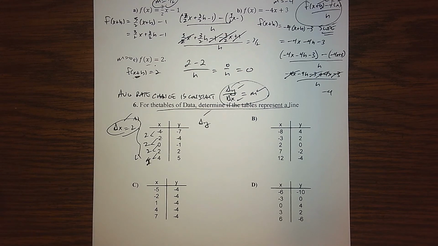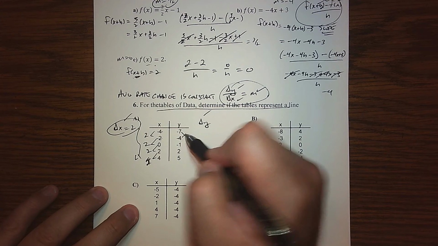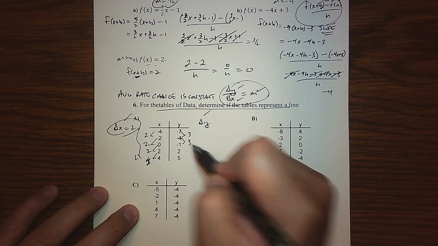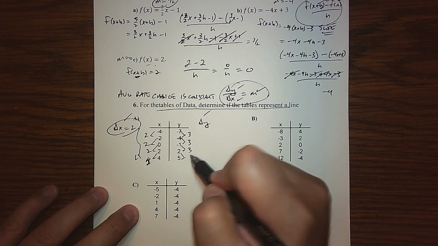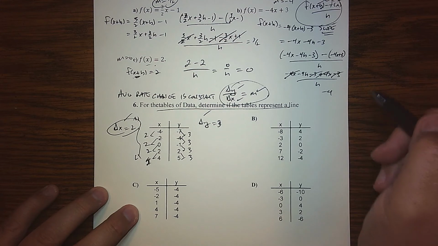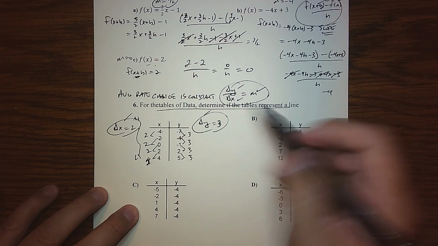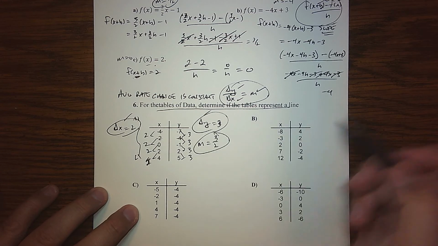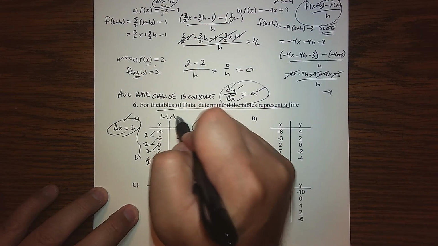So far, so good. Change in y, well, when we go from -7 to -4, that's a +3, another +3, another +3, and another +3. So the change in y is +3. So that's also constant. So that means that the slope is constantly equal to 3 halves. So this is linear data.